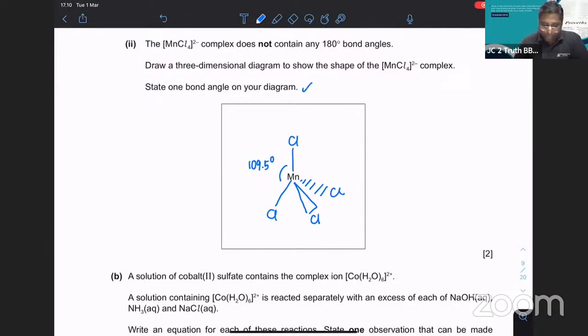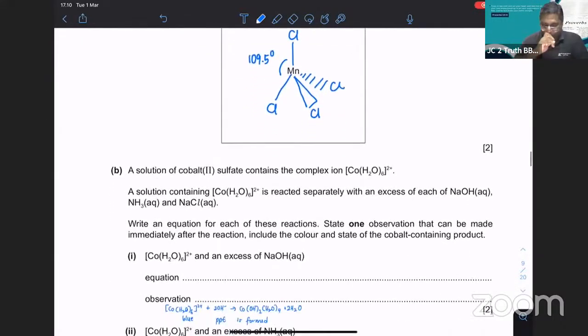Okay, so the next question is going to be a solution of cobalt 2 sulfate. They contain complex ion. Yeah, this is going to be something you need to memorize. Yeah, transition elements. If you memorize and you go to the exam and this question came out, this is going to be a jackpot for you. But if you don't memorize, maybe it's going to be difficult.